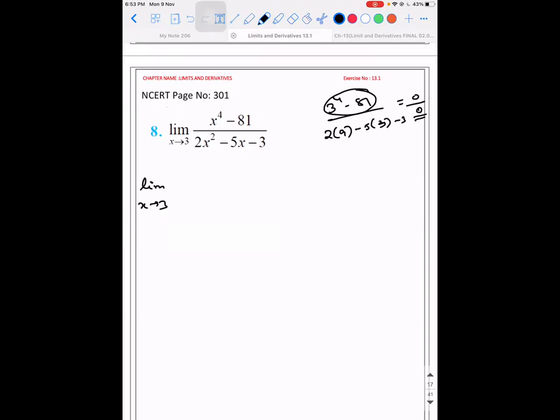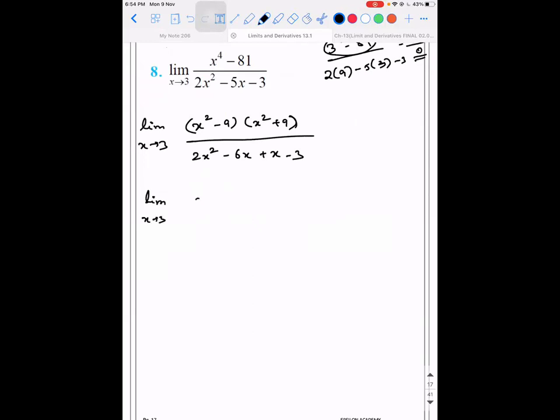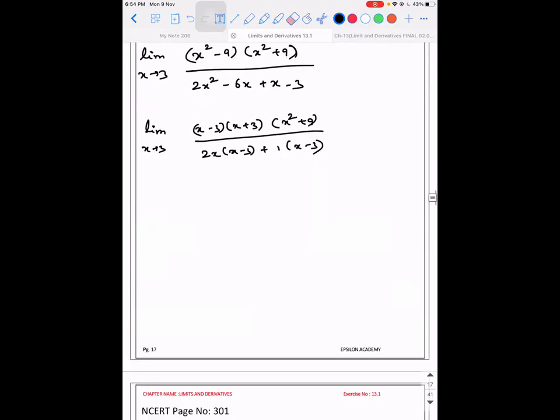Limit x tends to 3. x power 4 minus 81 can be written as x square minus 9 into x square plus 9. Right? Because x power 4 is x square the whole square minus 9 square. What will be the answer for denominator? 2x square minus 6x plus x minus 3. I hope you understood what I did. I just factorized it. So x minus 3 into x plus 3 into x square plus 9, the whole divided by 2x plus 1 into x minus 3.